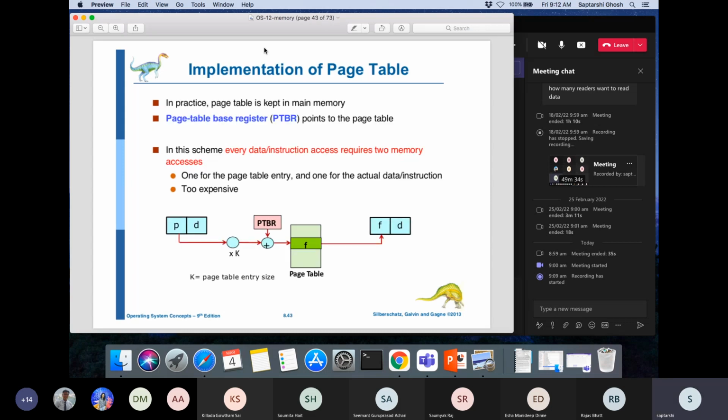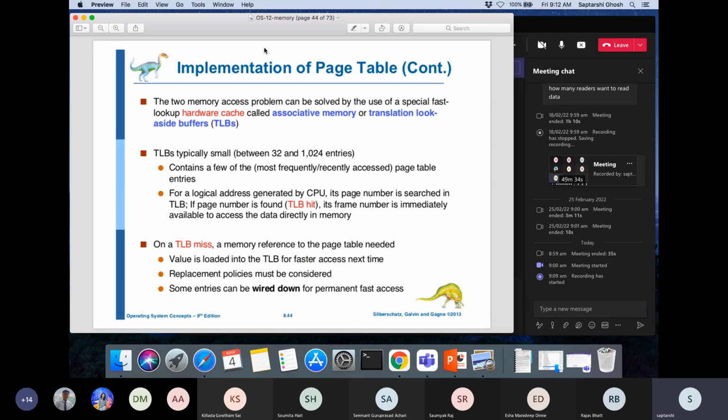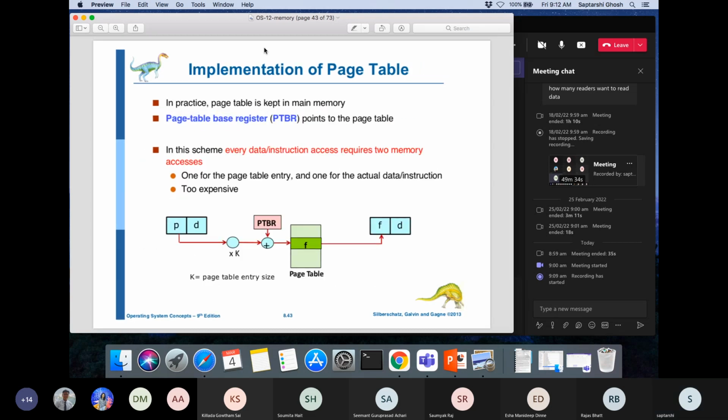We understood that, first of all, page tables need to be in the memory itself. Somewhere the page table also needs to be stored, and that will be stored in the memory itself. But that immediately creates two problems. One is that for every data access or instruction access, two memory accesses will be required: one to the page table to get the frame number of the data, and next to the data. This is bad because memory access is slow. We would not like to spend two memory accesses for each data access or instruction access.